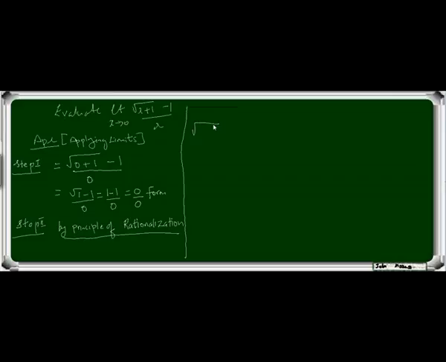What I'm going to do now is multiply the numerator and the denominator by the conjugate of root of x plus 1 minus 1. So its conjugate is going to be root of x plus 1 plus 1, and I'm going to divide by the same conjugate, root of x plus 1 plus 1. Now there is a formula which says that (a minus b) times (a plus b) equals a squared minus b squared.